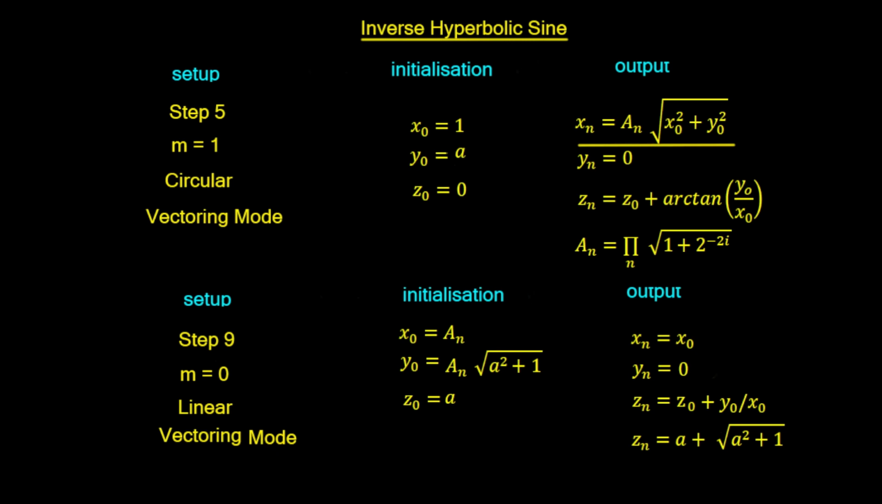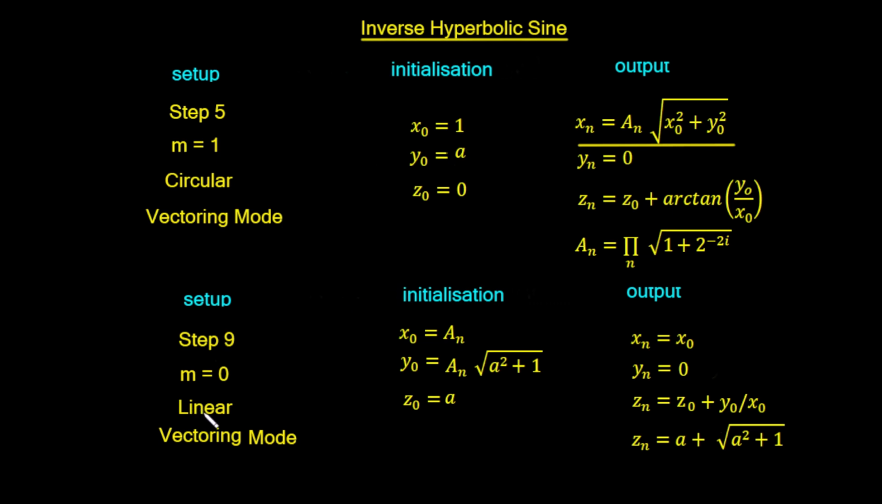So the only difference between this hyperbolic sine and hyperbolic cosine is the first CORDIC step. The first CORDIC step is circular and in vectoring mode, and this is the step we see in step 5. We can set x0 equal to 1 and y0 equal to a, and this is going to give us the output An, the square root of x0 squared plus y0 squared. This output then gets fed into the input of the next stage.